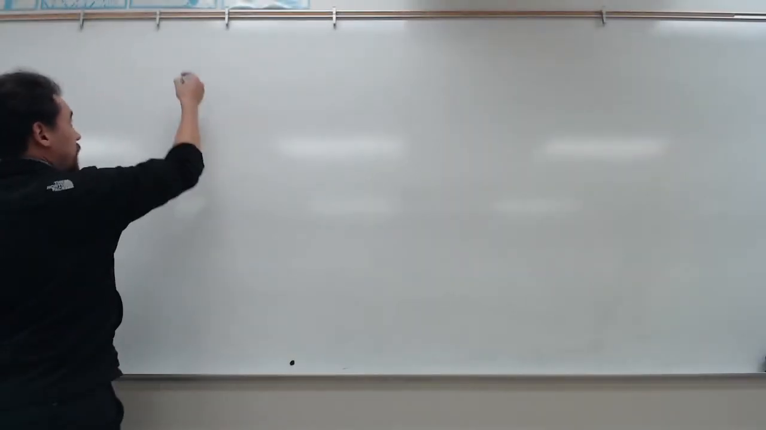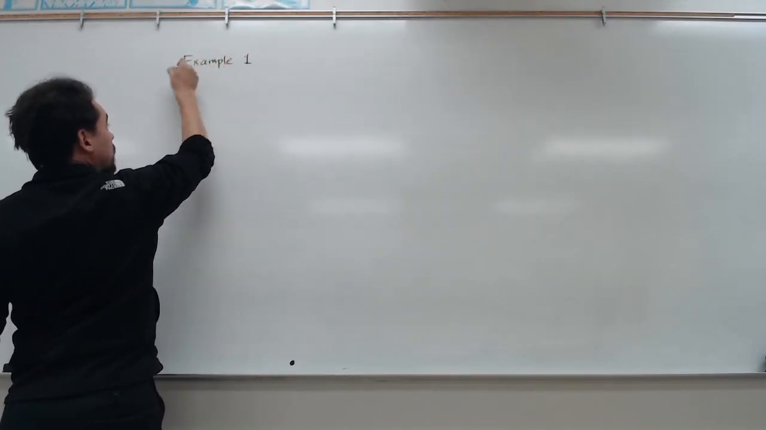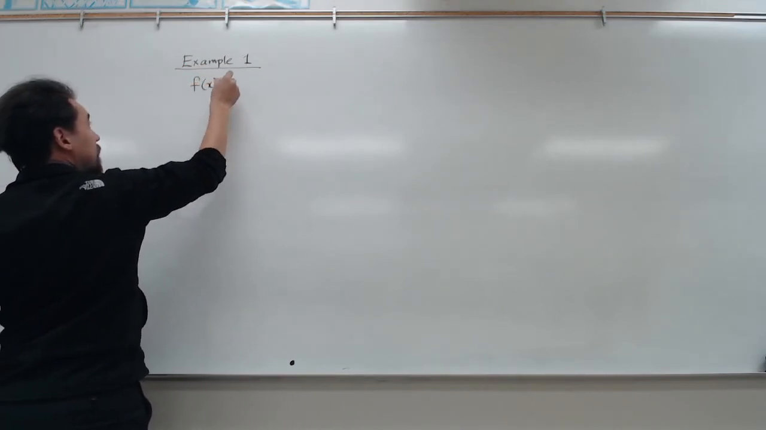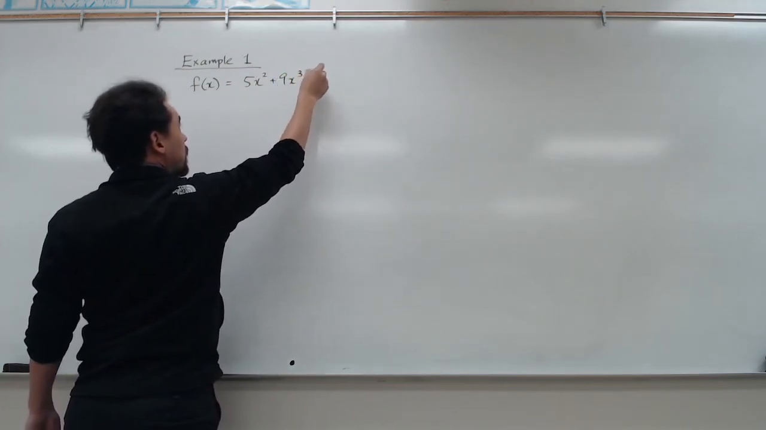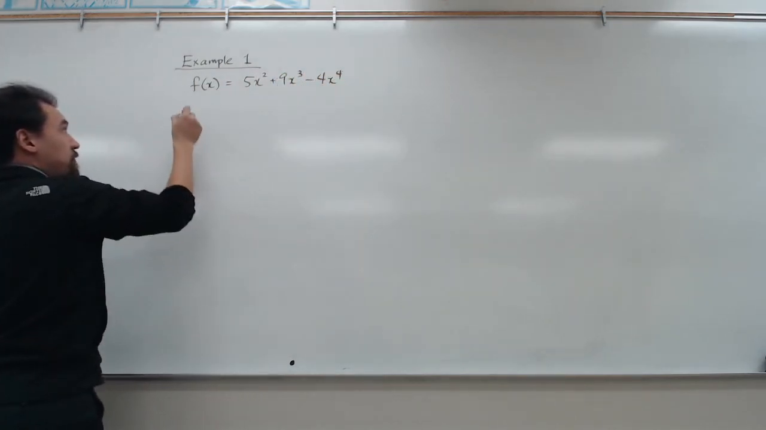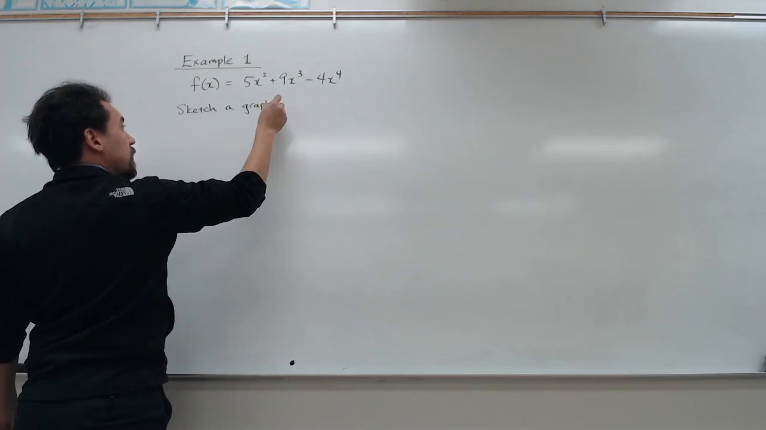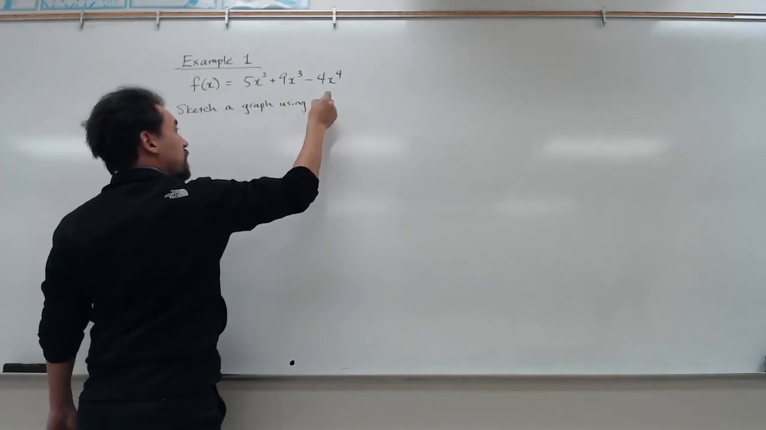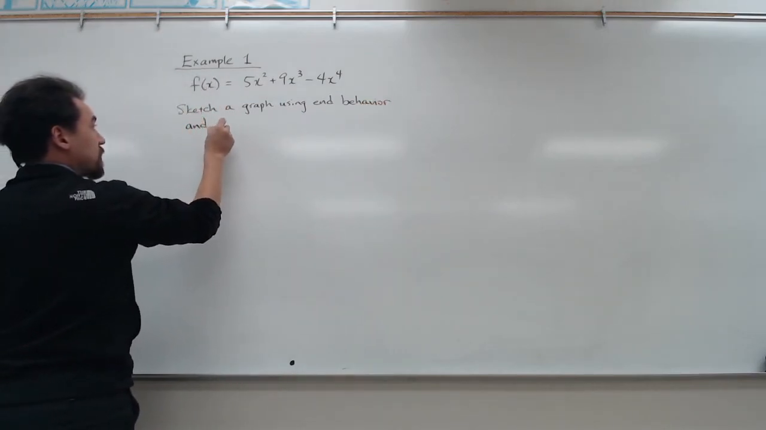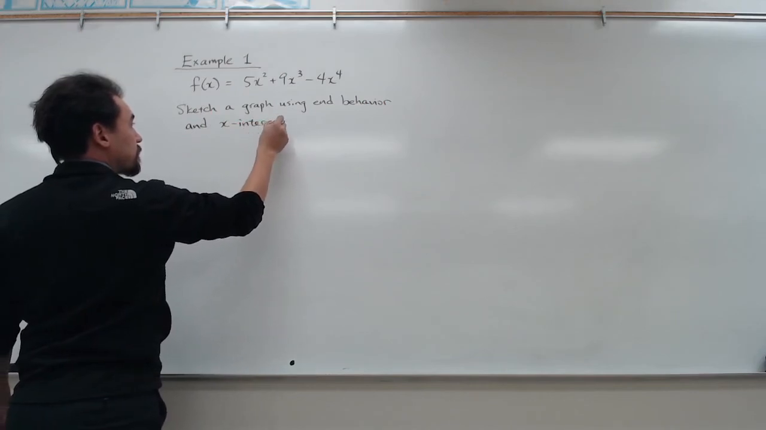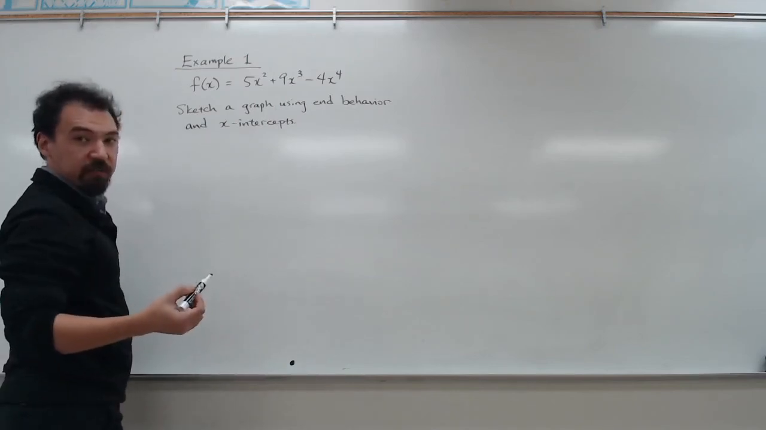Let's do a fresh example that includes a lot of the different elements we've been discussing. Here's our function. And what we want to do is sketch a graph using the end behavior and the x-intercepts. Okay, so let's start by trying to find the end behavior, which means we should identify the leading term.